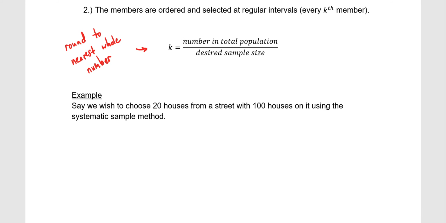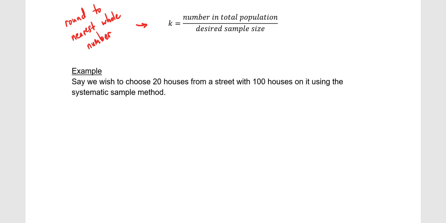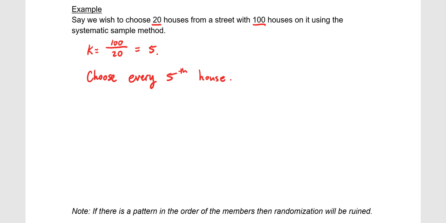Okay, let's see an example here. Let's say we wish to choose 20 houses from a street with 100 houses on it using the systematic sample method. We can figure out what our k value is going to be. It's the number in the population, which is 100, the houses on the street being the objects of interest here, divided by the sample size, which is 20. So 100 divided by 20 gives us 5. So we are going to choose every fifth house.